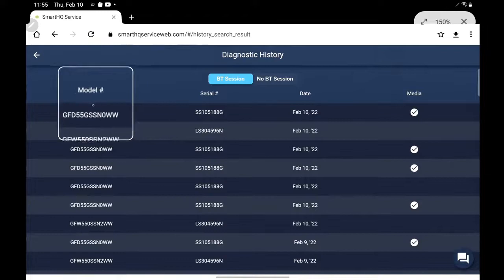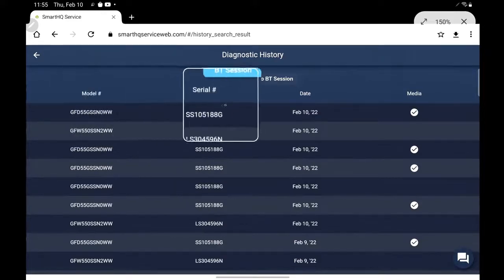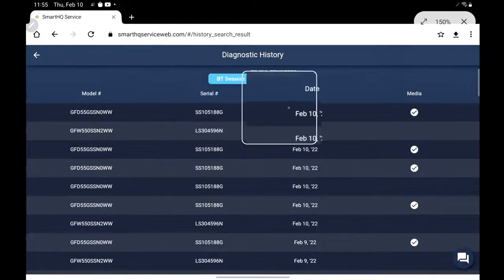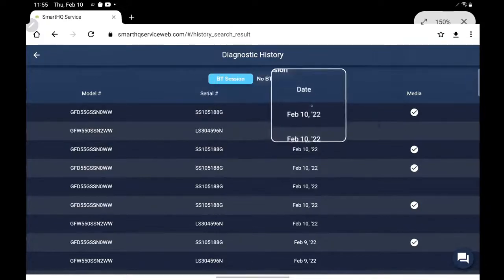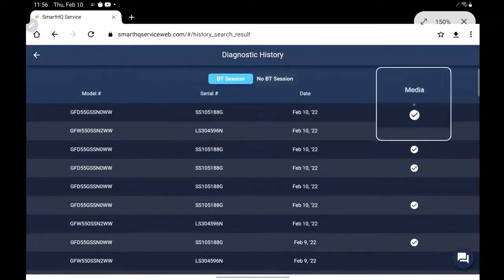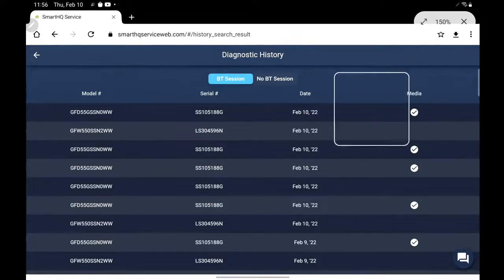And I can see here, the top one is the dryer I just took a picture of. I can see the serial number as well, the date when the service call was completed, and because there's a check mark where it says media here, it tells me there's either a picture or a video.